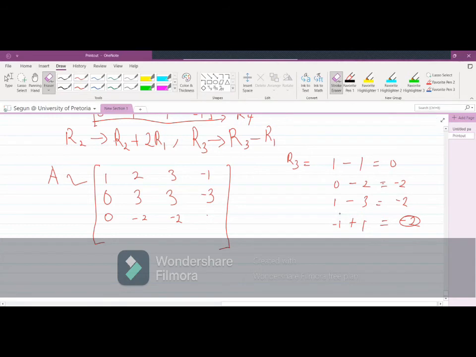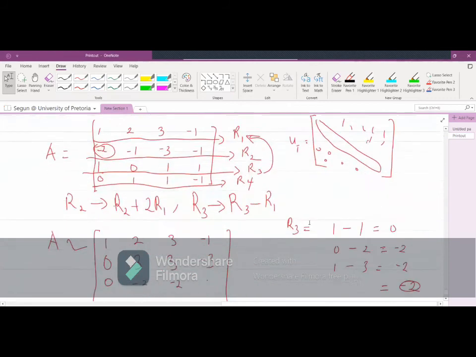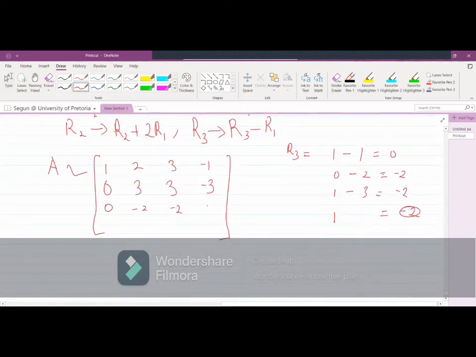Is it going to be ordinary 2? Minus 2. Minus times minus. It's going to be what? Let's go to R3. It's going to be 1 minus minus 1. It's going to be what? 1 plus 1. That's 2. You understand my point now?